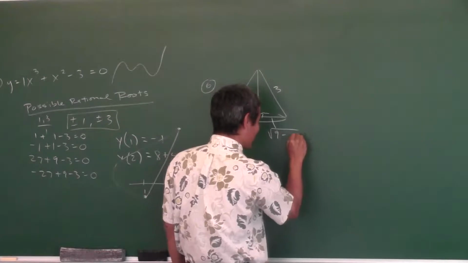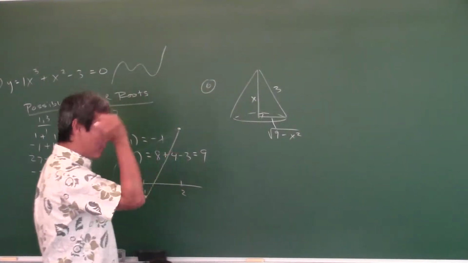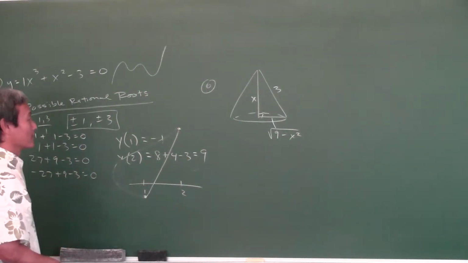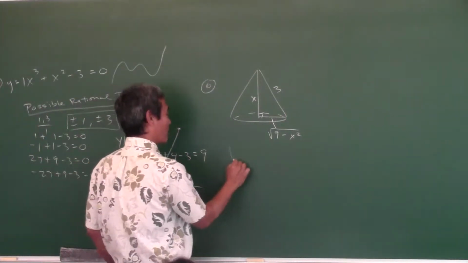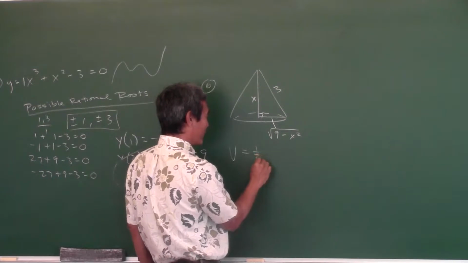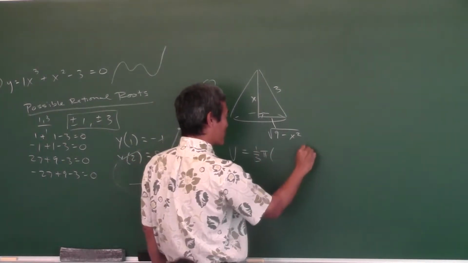It's 9 minus x squared. And if you don't know, do the box method, but hopefully we don't have to do the box method. Write the volume as a function of x. Well, what's the formula for volume of a cone? 1/3 pi radius squared times the height.